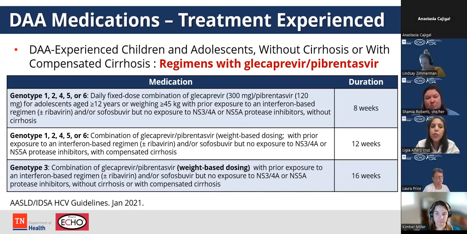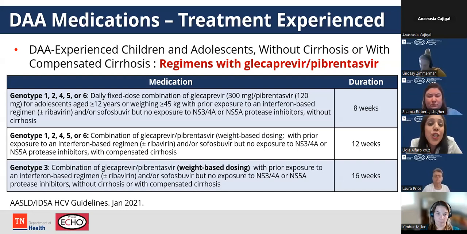And these are the AASLD guidelines regarding those patients who have been previously exposed to medication and have failed treatment for certain reasons. And then what can we do, right? This is a very good slide of the different regimens that we have. For example, this one here with glecaprevir and pibrentasvir, and it tells you specifically about the genotypes.